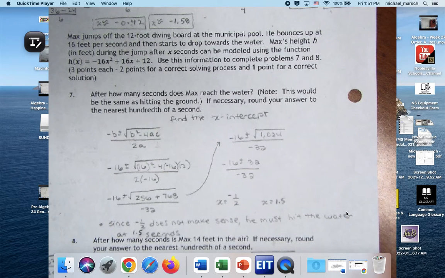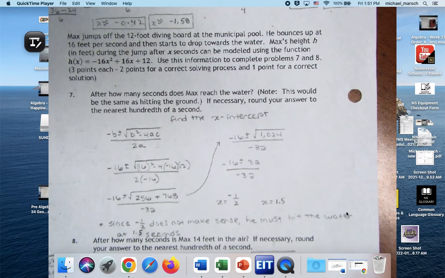So what if one of the solutions was 1.5 and one of the other solutions was 2.8? Then what would you do? Well, it wouldn't be for this scenario. So it'll always be that the right one is the positive one. Yes.